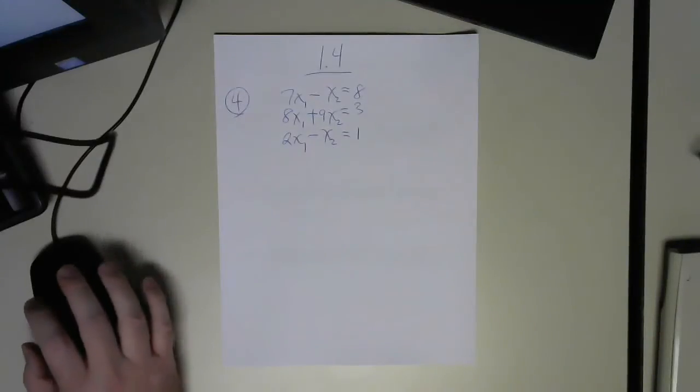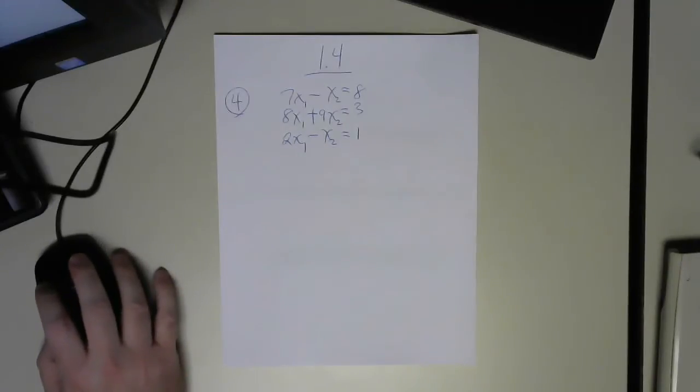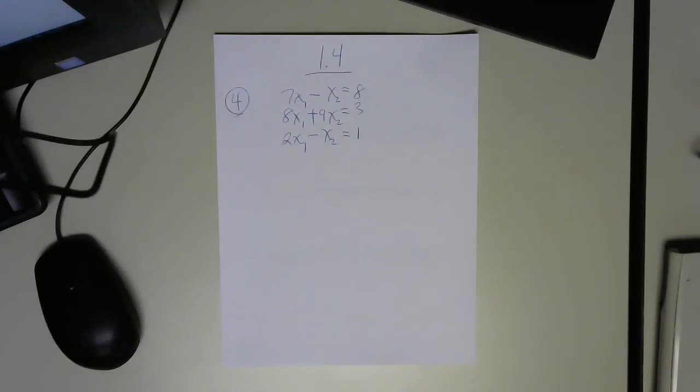Okay, this is problem number 4 from section 1.4. Let's read the instructions first. Write the system first as a vector equation, then as a matrix equation. All right. Well, the first part we've done already, writing it as a vector equation.